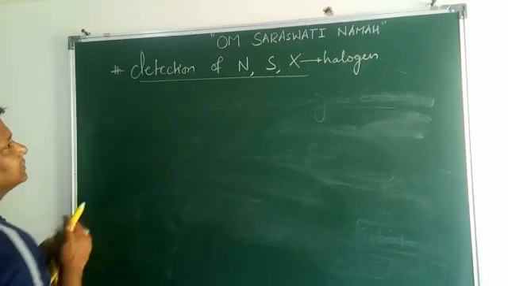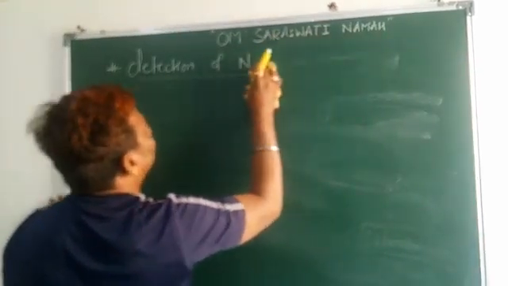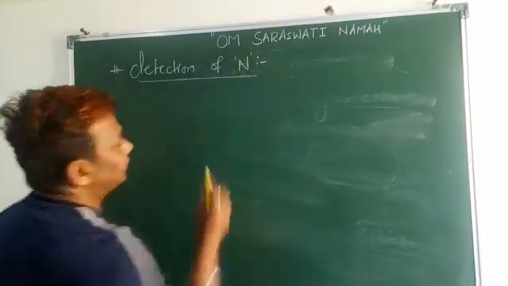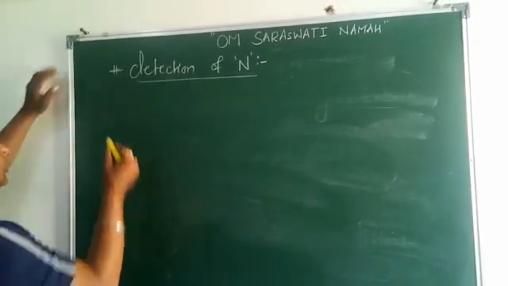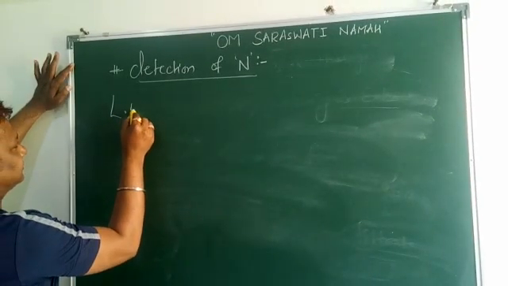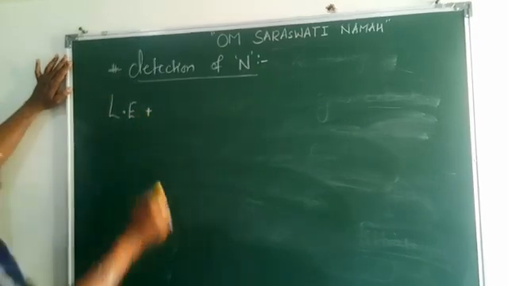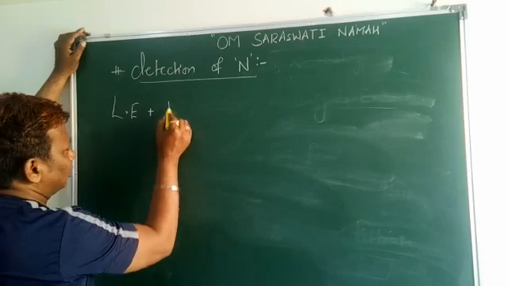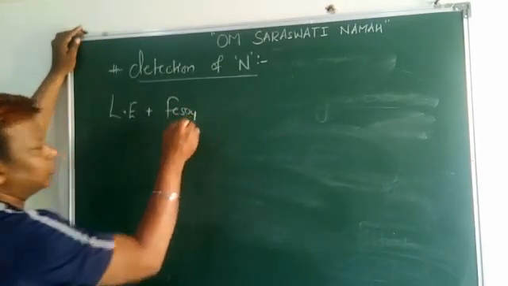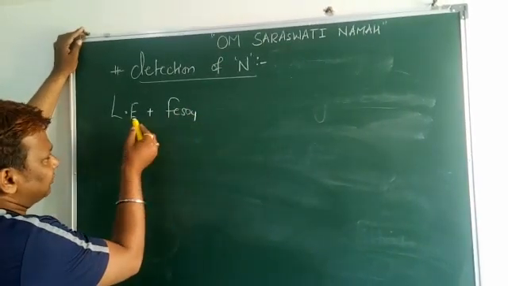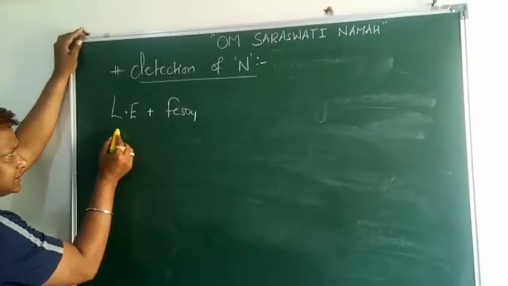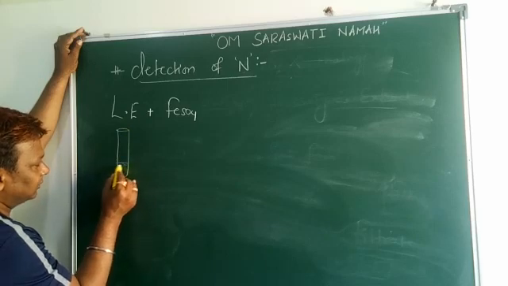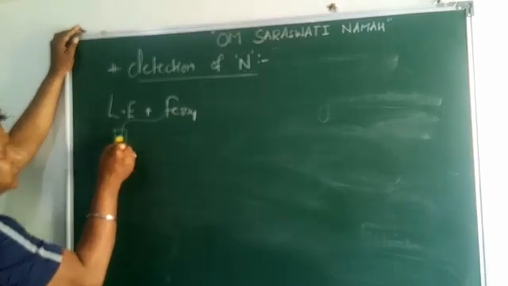So let us discuss the detection of nitrogen present in the organic compound. For this, first of all, you should take the lassaigne's extract, and in this extract add a few drops of freshly prepared FeSO4. Means take this lassaigne's extract in a small test tube, and add the freshly prepared FeSO4 on it.